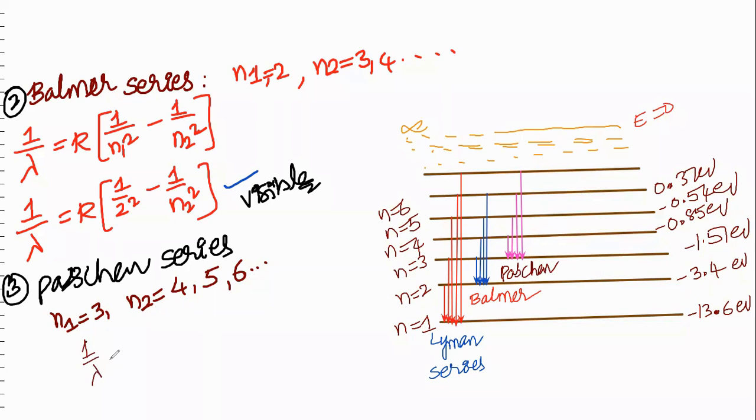Then 1 by lambda is equal to R into 1 divided by 3 square minus 1 by n2 square. If they say the first member of this Paschen series, let us suppose n1 is equal to 3 and n2 is equal to 4. Second member means n1 is equal to 3 and n2 is equal to 5. Like that for any series, you take the first member, second member, like that.